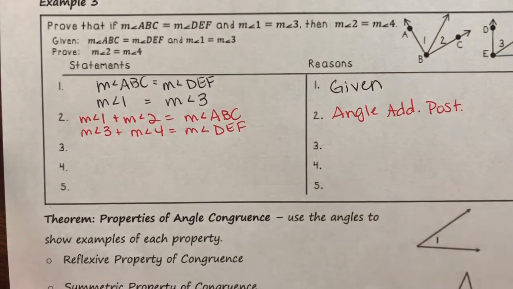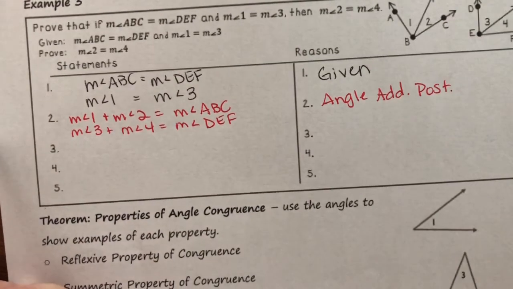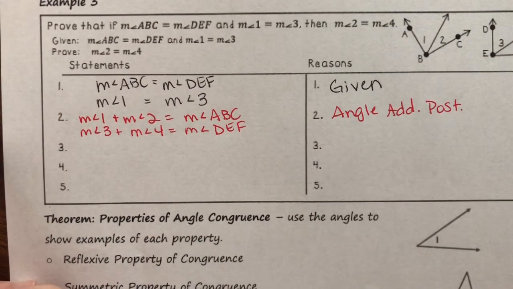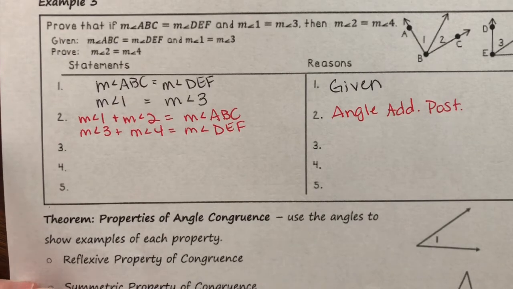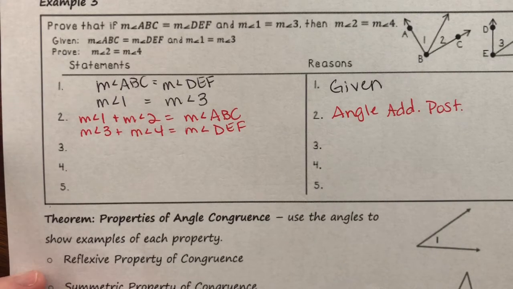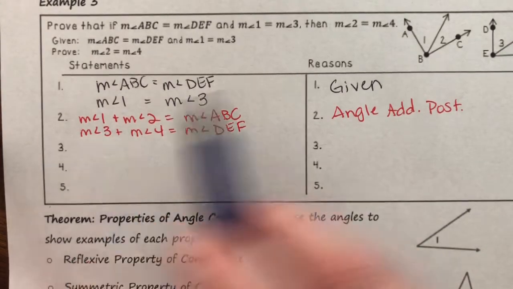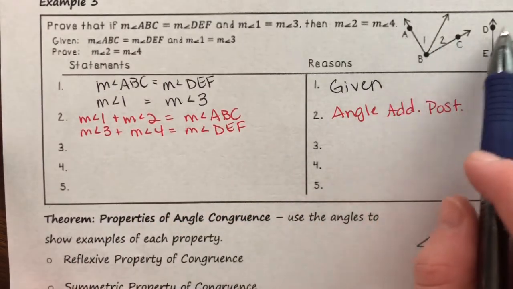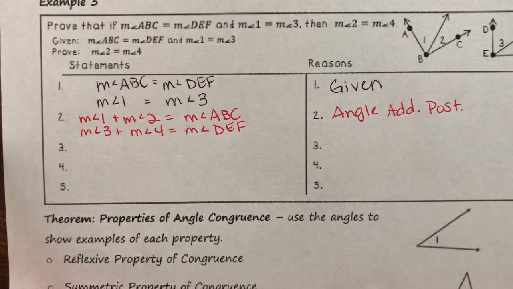And I'm abbreviating. Don't just put angle, or don't just put angle add, or don't just put add. You have to use the entire name of the rule, the angle addition postulate, but you can abbreviate each word in that rule. Okay, next line. So now we've said that these 2 add up to the whole thing, these 2 add up to the whole thing. Where do I go from there?